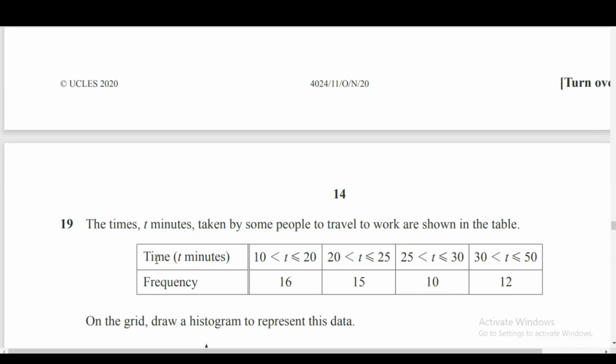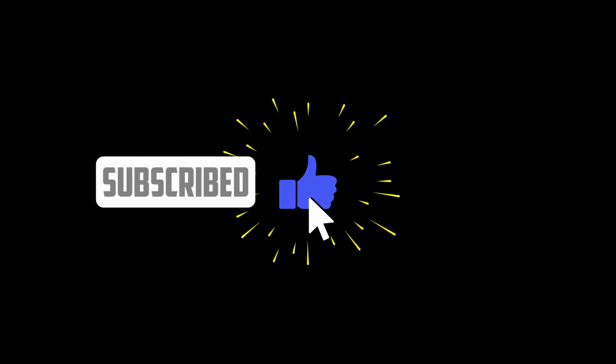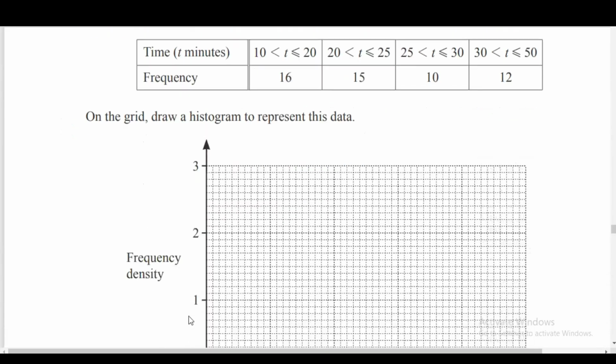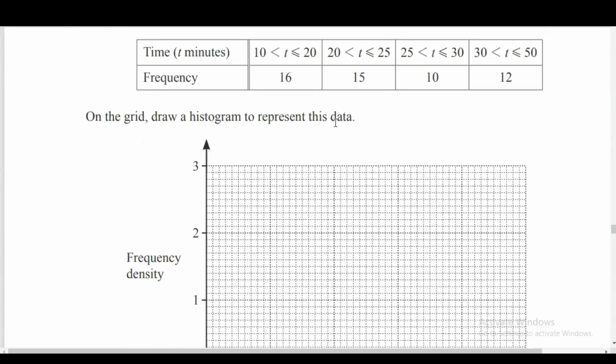There are two rows here. The first row is for time, T minutes, and the second row is for frequency: 16, 15, 10, 12 are the frequencies. And on the grid is given here. There is a graph. You have to draw a histogram to represent this data.